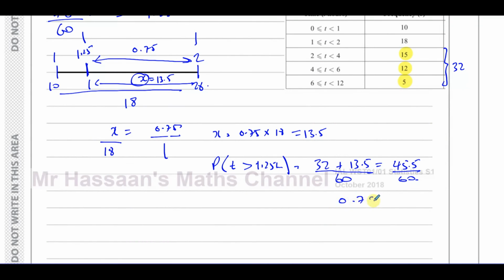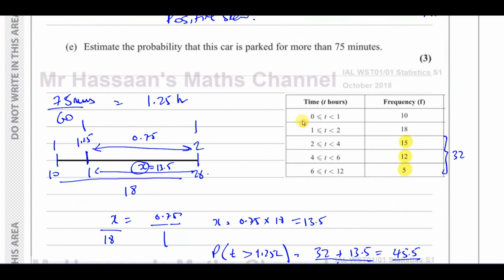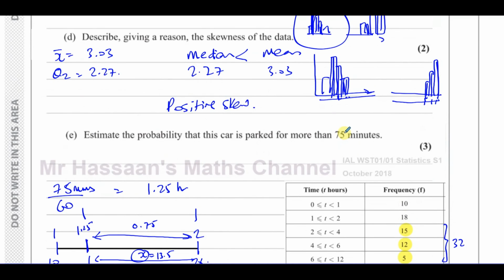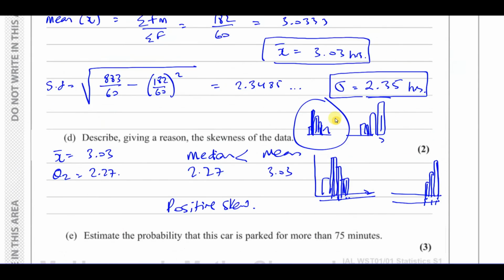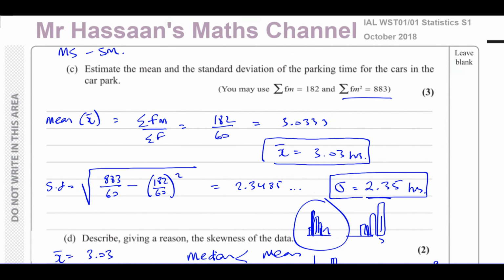Okay, 0.758, there's the answer. We can say, if you want, as a percentage, 75.8%. Whichever way you want to write it, that's fine. And there is the answer to question part E. So we just worked out how many cars there were altogether parked more than 1.25 hours, and we divided that by the total number of cars, which was 60. And that's an estimate of the probability that the car is parked for more than 75 minutes. Okay, so there's the answer to part E, and that concludes this question, which is question number 3, I think.